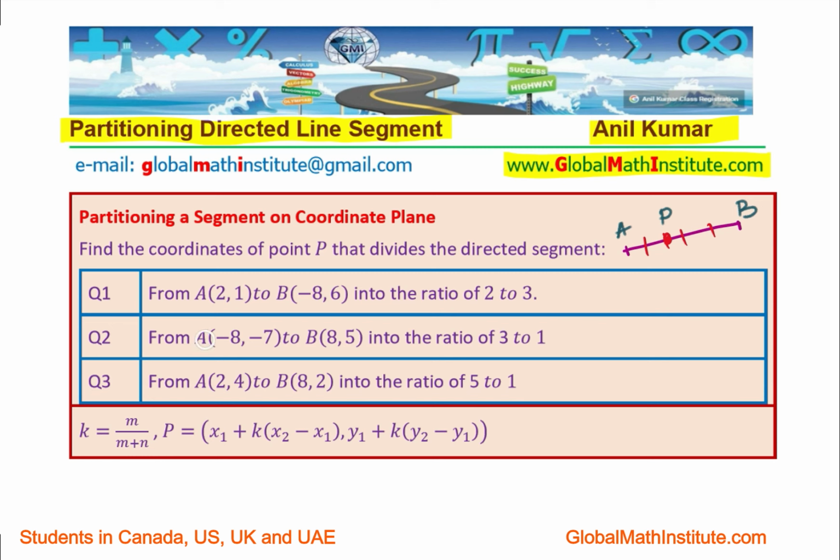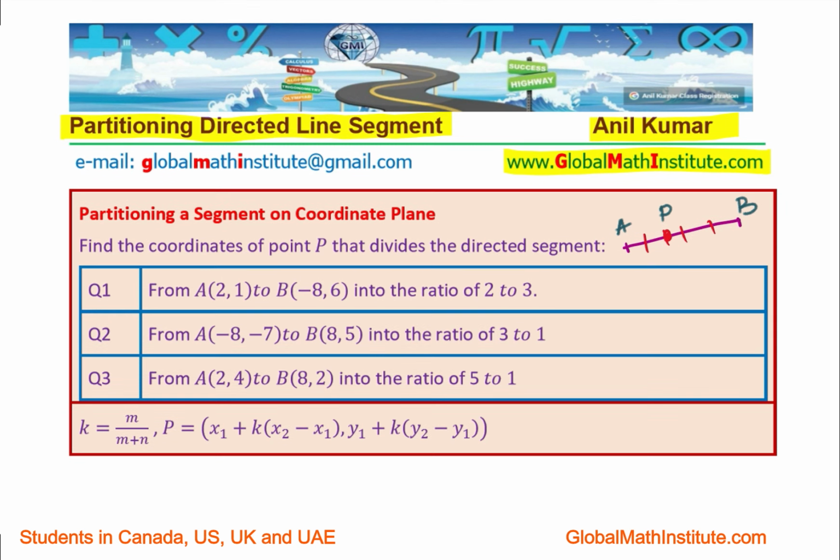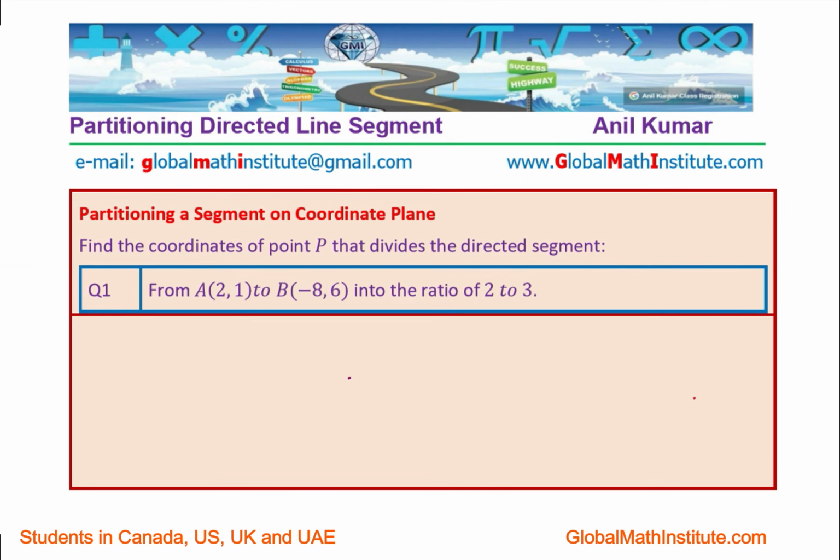Question 2. From point A, which is (-8, -7), to B, which is (8, 5), in the ratio of 3 to 1. And question 3 is, point A is (2, 4), B is (8, 2), and the ratio is 5 to 1, right? So that is the question for you. Let us see, with the help of question number 1, how we do it. You will get the idea, then try to do the other two yourself. That will be good practice. So let's begin with question 1.